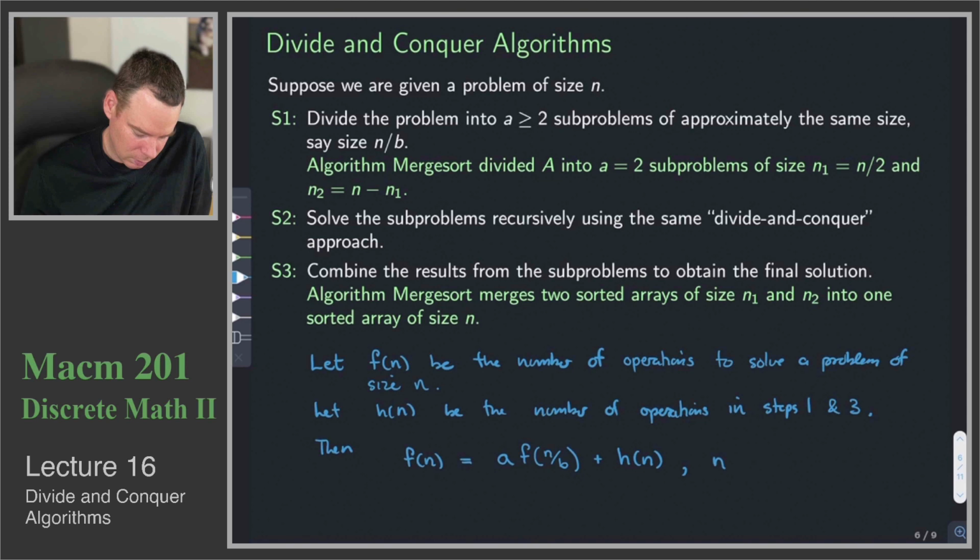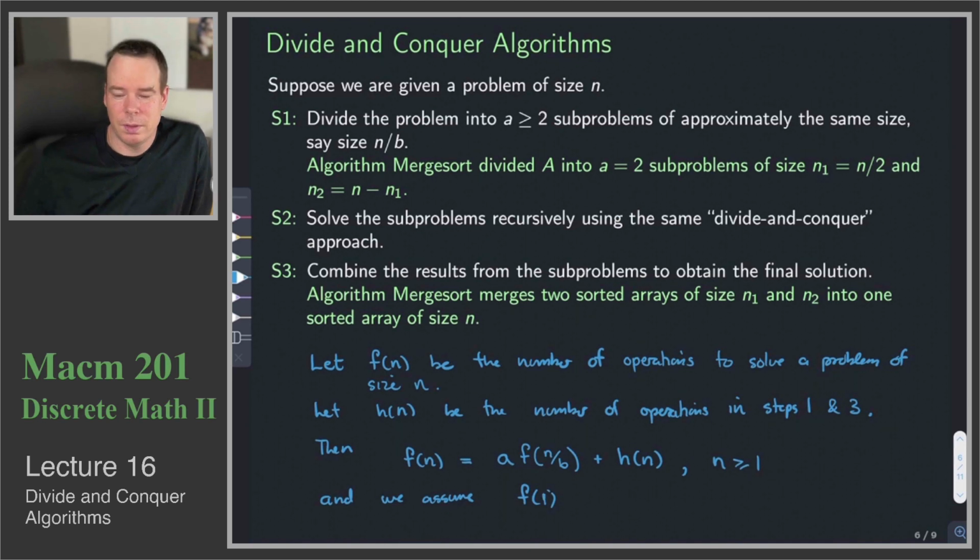We have that this is valid for n bigger than or equal to 1, and we assume that F(1), so to solve the problem of size 1, is going to take some fixed number of operations. So we assume this is some constant.